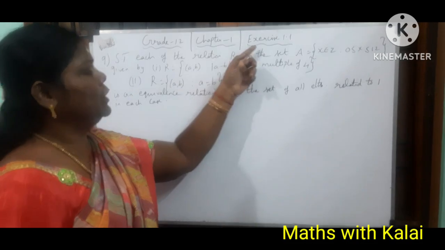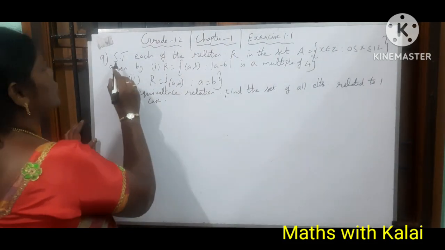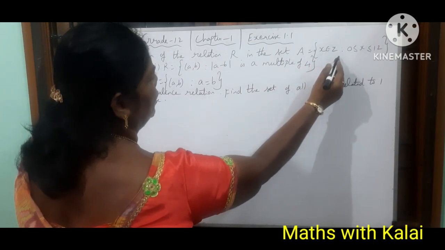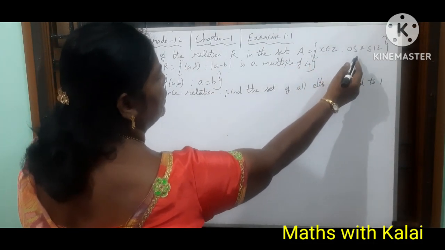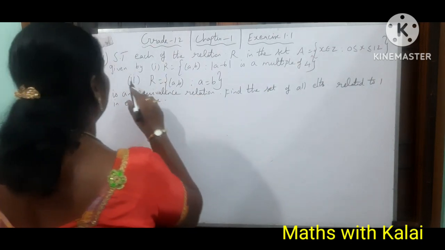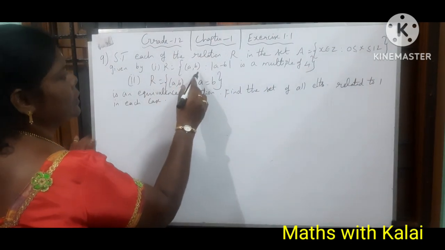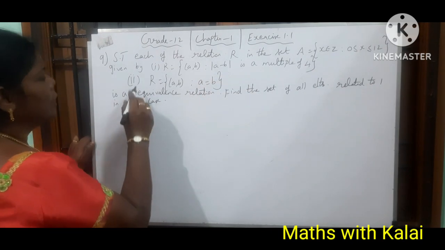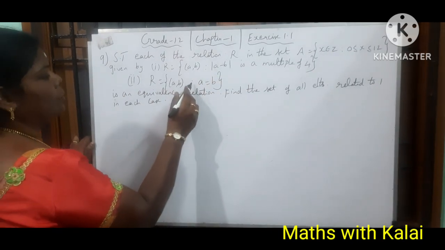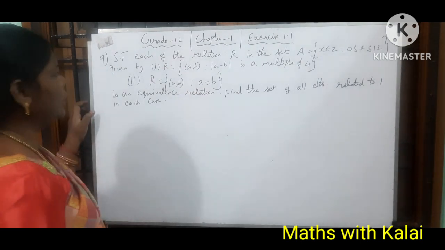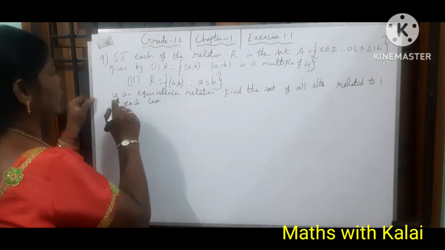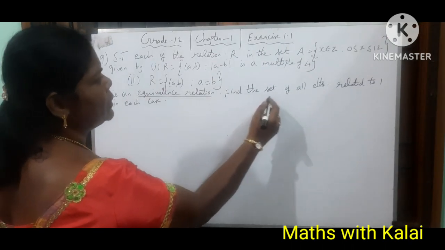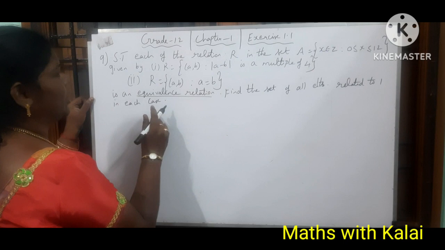Grade 12, Chapter 1, Exercise 1.1, Question number 9. Show that each of the relations R in the set A, equal to the set of all x belongs to Z such that 0 less than or equal to x less than or equal to 12, is given by R equal to the set of all ordered pairs (a, b) such that mod a minus b is a multiple of 4 is one part. R equal to the set of all ordered pairs (a, b) such that a equals b is the second part. Now we have to prove that these two relations are equivalence relations. We should prove it. Also, find the set of all elements related to 1 in each case.